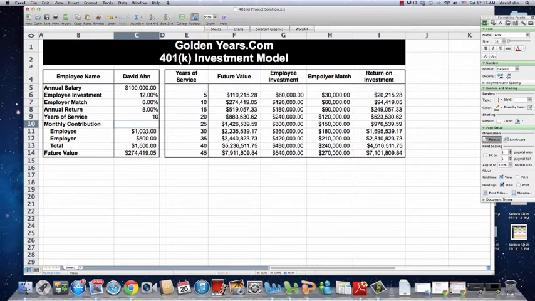Now I want you to notice this section and also this section. When I change my annual salary, let's say I want to change the annual salary to 120,000. As soon as I enter it, did you see that everything updated accordingly and automatically? This is the project goal that I put up for this one.